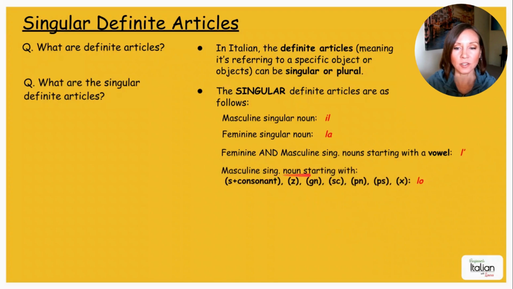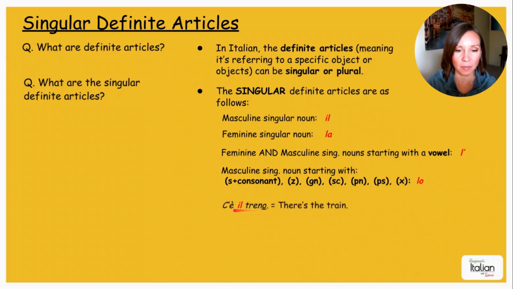Masculine singular nouns starting with S plus a consonant, Z, GN, SC, PN, PS, and X, all take lo as the definite article. Okay, now these aren't super common, so this is probably going to be the one that you use the least. So try not to get too overwhelmed by having to memorize all of these. Okay, it's mostly the words that are hard to pronounce with one of the other articles. They put a lo there. Okay, it'll make a little bit more sense as I move forward.